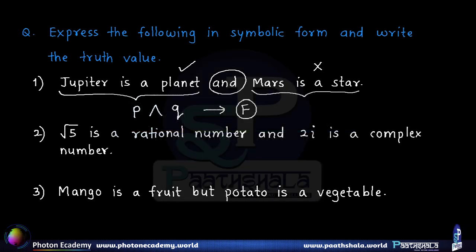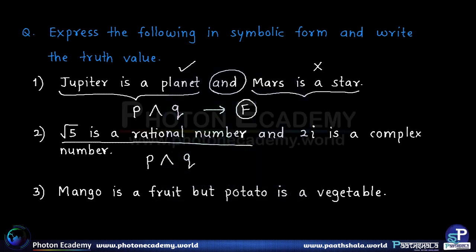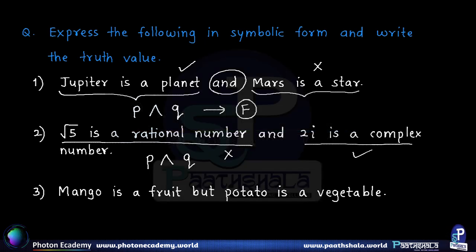Root 5 is a rational number and 2i is a complex number. Once again, if we denote the first statement as P and the second as Q, it is still denoted symbolically as P ∧ Q. Now coming to the truth values, we know that root 5 is a rational number. Is it correct? Of course it is not correct, because root 5 is an irrational number. But 2i is a complex number is right, because any number, whether it is real or imaginary, is definitely a complex number.